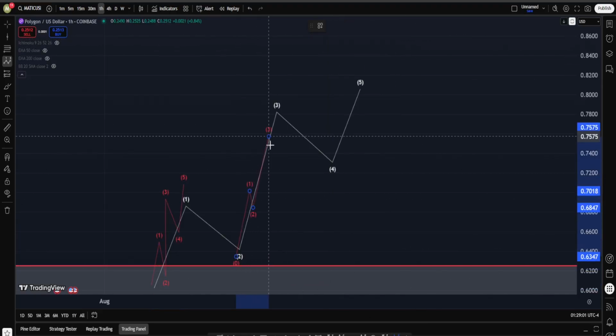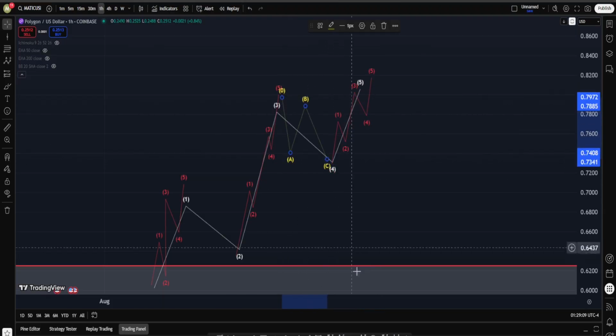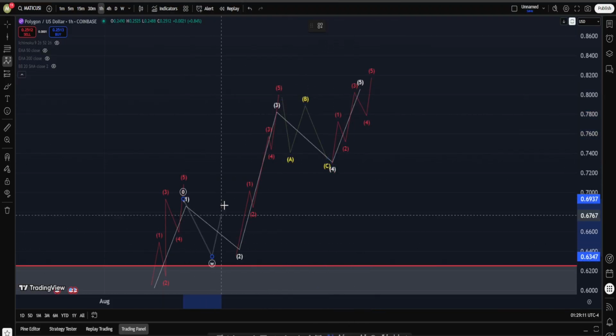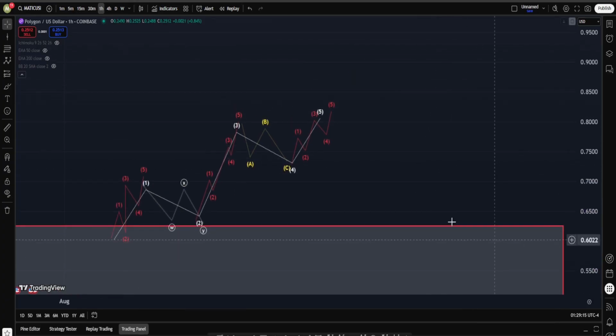In terms of the sub waves, you know what's going on: a 5 wave up in waves 1, 3, and 5. And for waves 2 and 4, we can have many different possibilities. It doesn't really matter. Let's say an ABC in wave 4, and a WXY in wave 2. Now, here's a very important point.